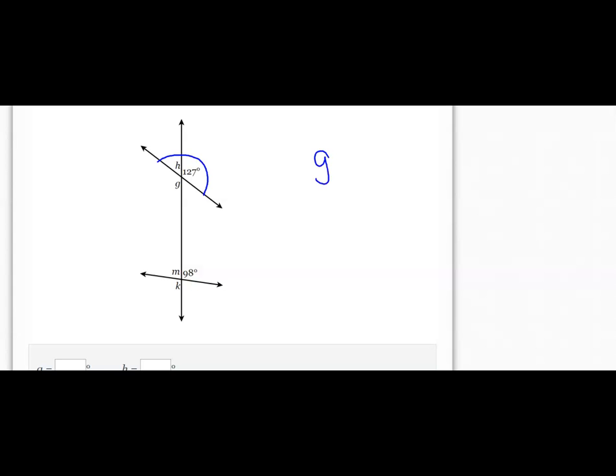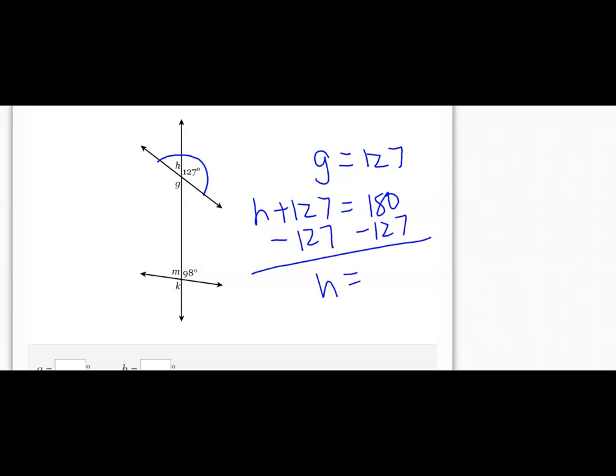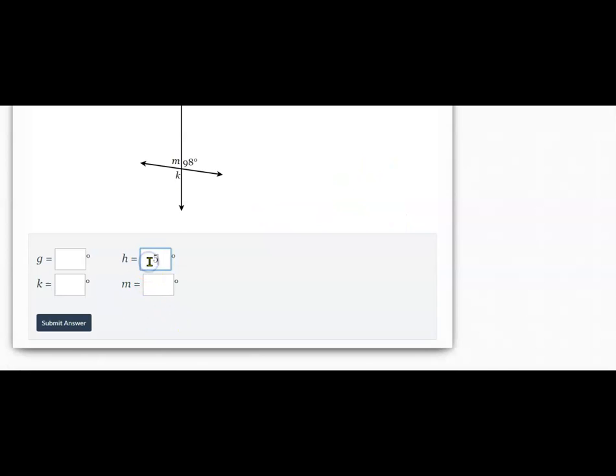So I'm going to say very quickly that G is equal to 127 because they're vertical, and that H plus 127 is equal to 180. Use your calculator to assist. H is 53, G is 127.